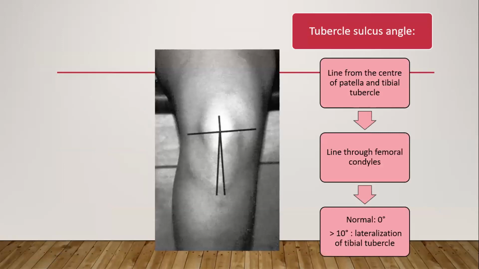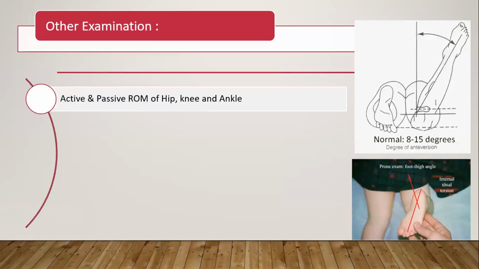Coming to tubercle sulcus angle, a line from the center of the patella to the tibial tubercle and a line through the femoral condyle. Usually, the angle between the 2 is 0. If the angle is more than 10 degrees, then it shows that there is lateralization of the tibial tubercle.